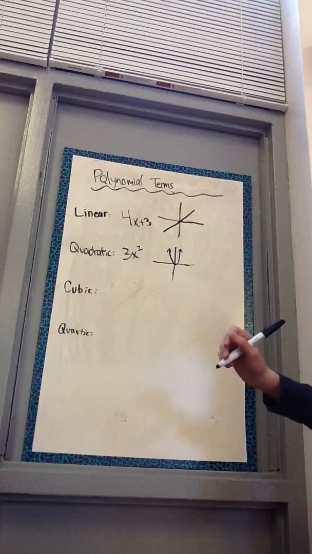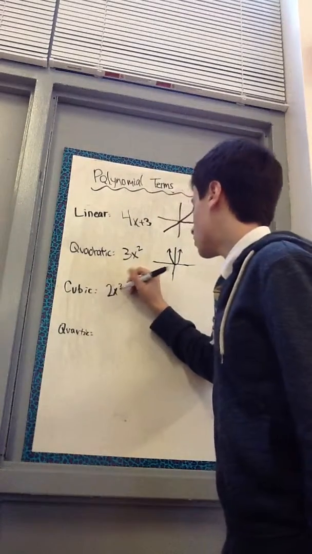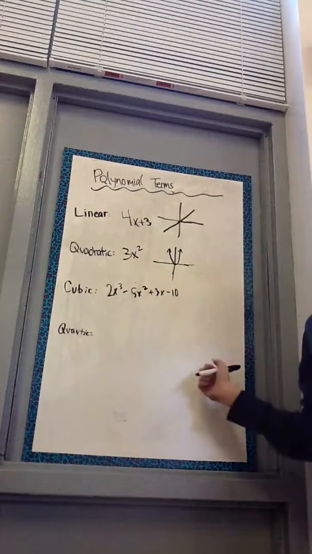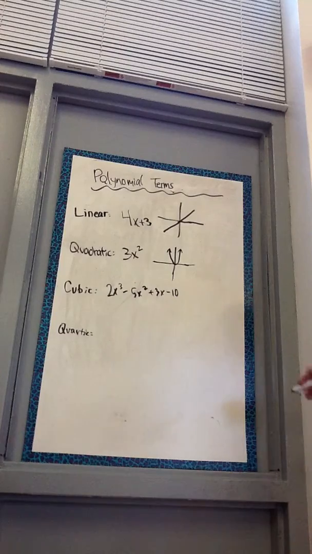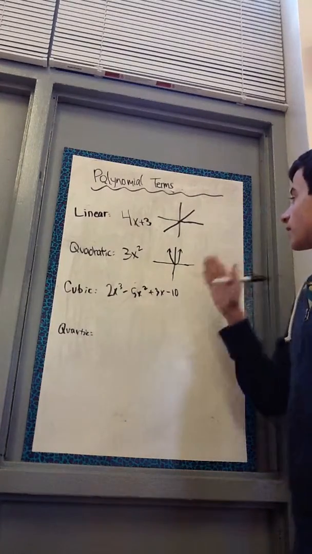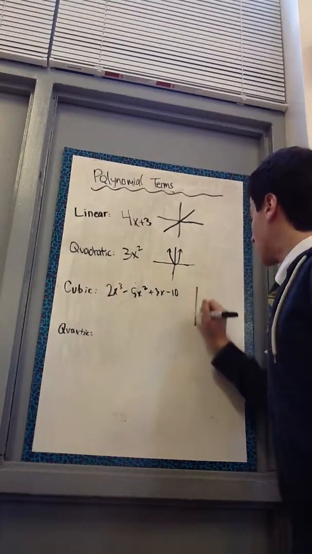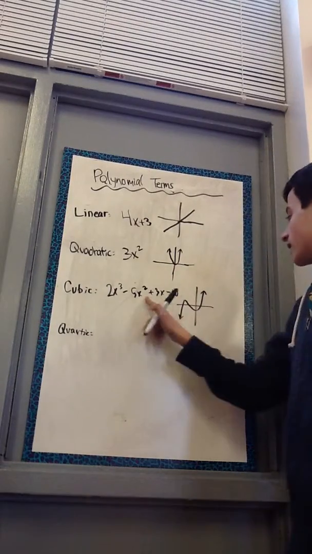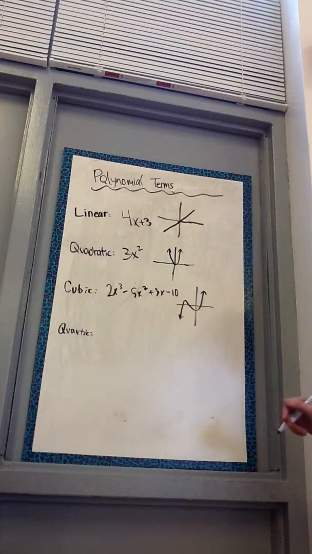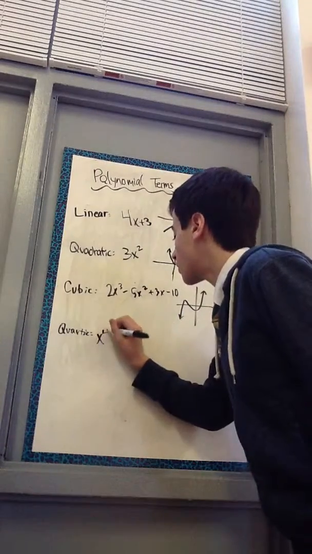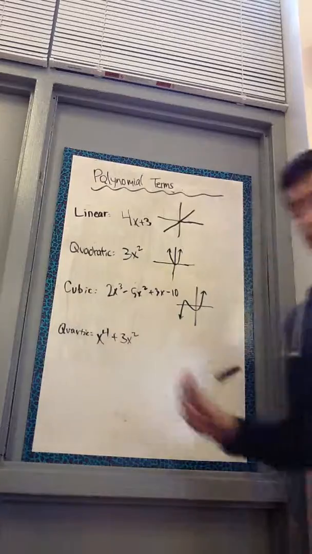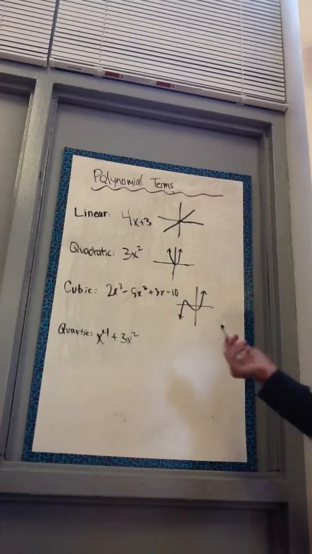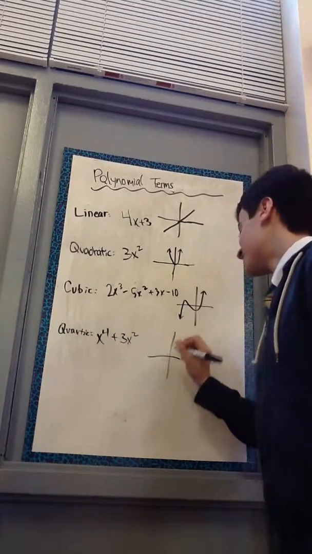Next is cubic. An example of a cubic problem would be 2x to the third minus 5x squared plus 3x minus 10. So as you can see, it's getting a lot more confusing in what we're doing. And this isn't necessarily for this problem, but in general, this problem aside, a cubic might look something like that. But this doesn't represent that problem exclusively. And then a quartic, one example would be x fourth plus 3x squared. And if you plotted that on a graph, it would look like, well, it would look like this.